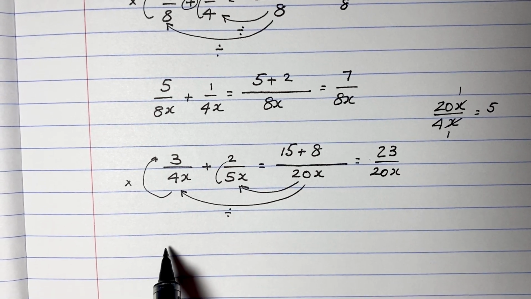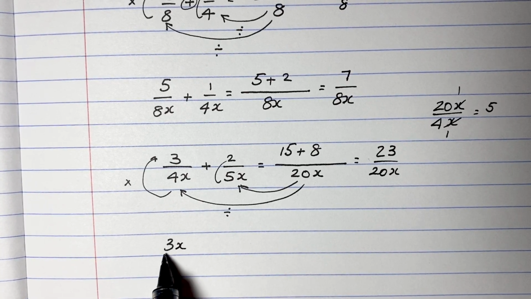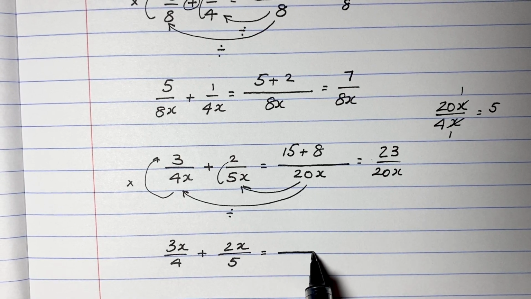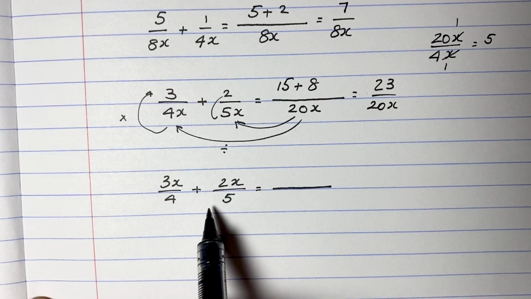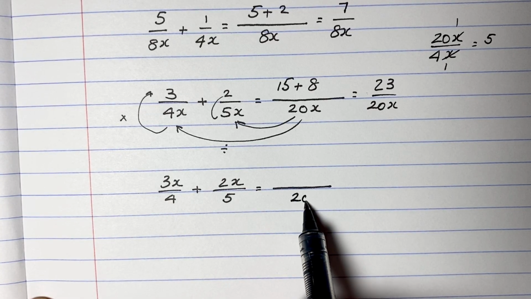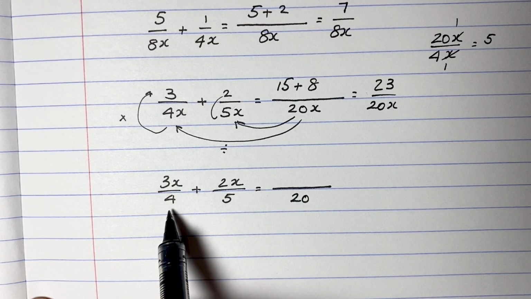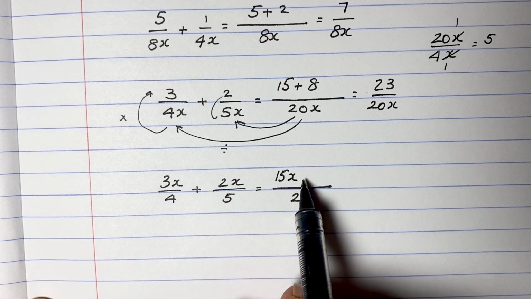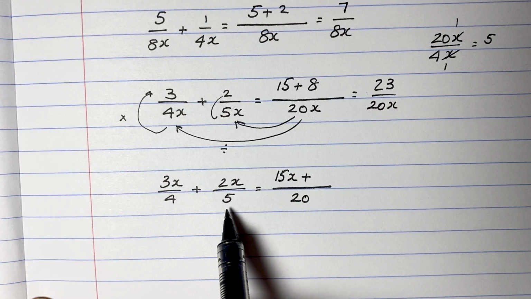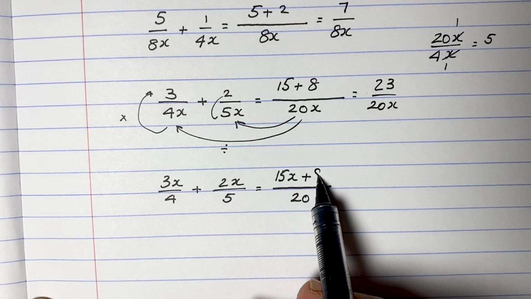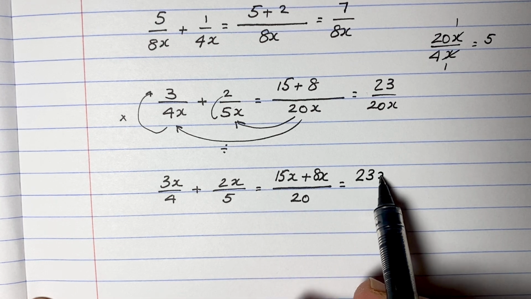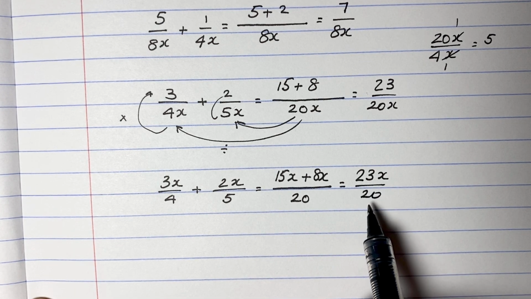Let's put the x at the top now. So 3x over 4 plus 2x over 5. The same rule applies. The common denominator is 20. 20 divided by 4 is 5. 5 times 3x is 15x. Plus 20 divided by 5 is 4. 4 times 2x is 8x. 15x and 8x is 23x over 20.